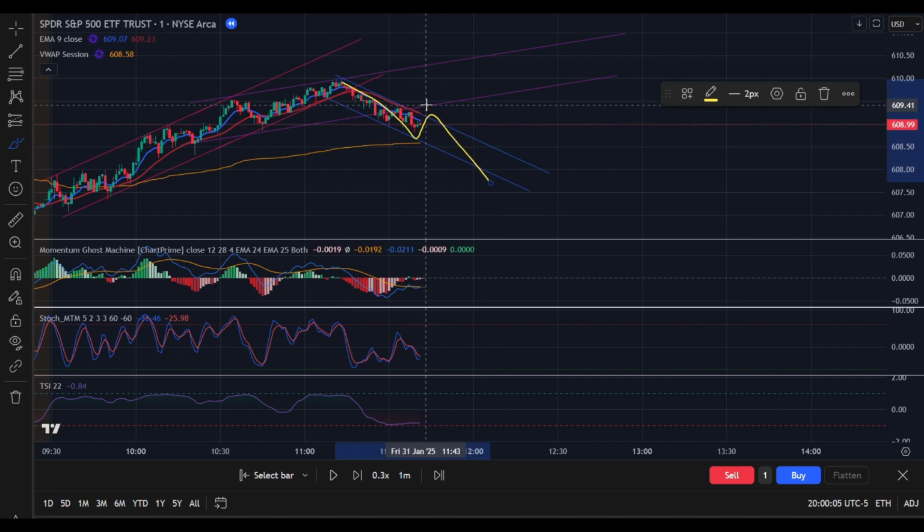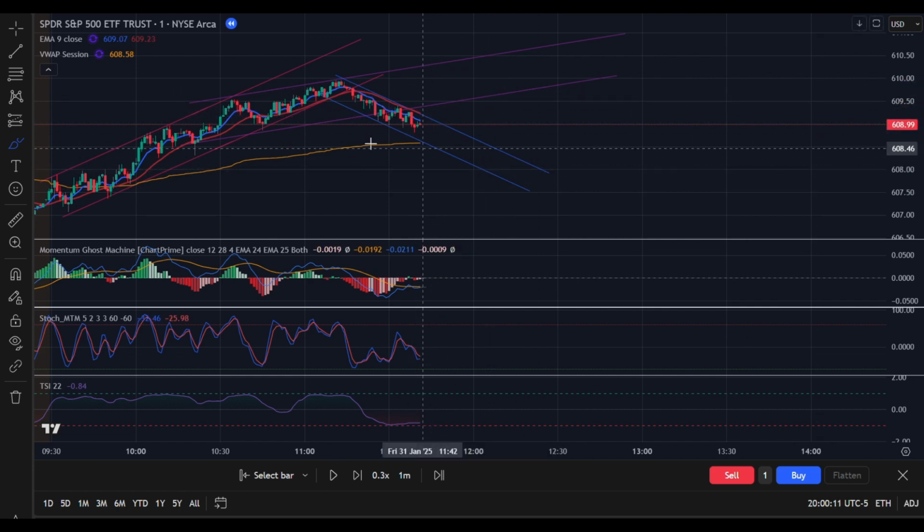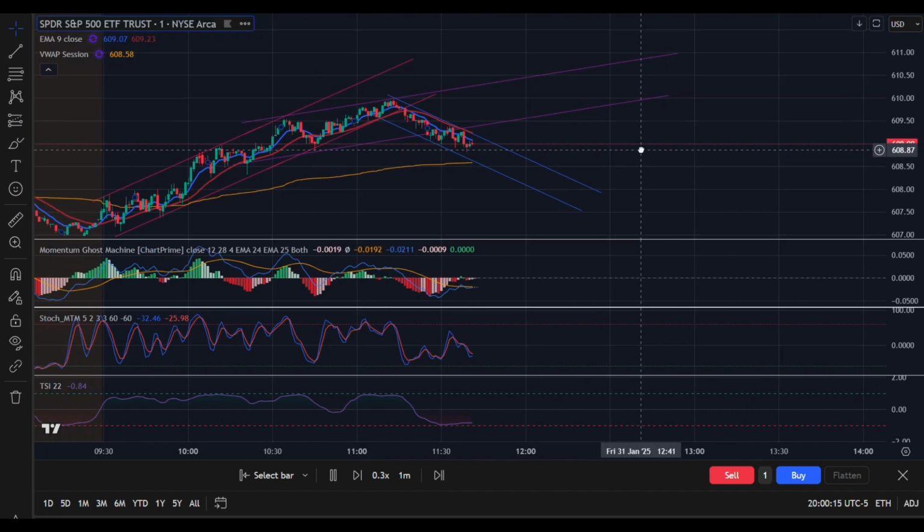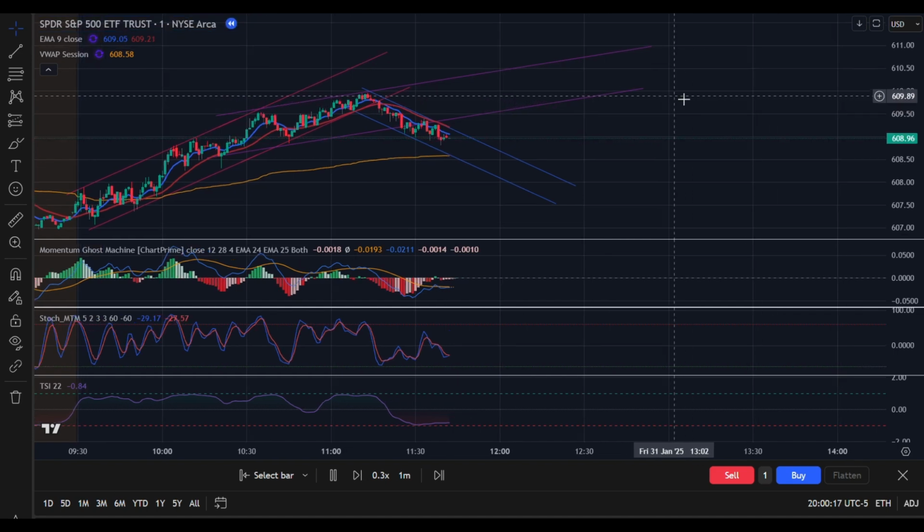I want to see it grab more liquidity from the retracement and then reject off of that. That's what I want to see. These are the mechanics of the stock market. It just works like that. And we'll see if that plays out.